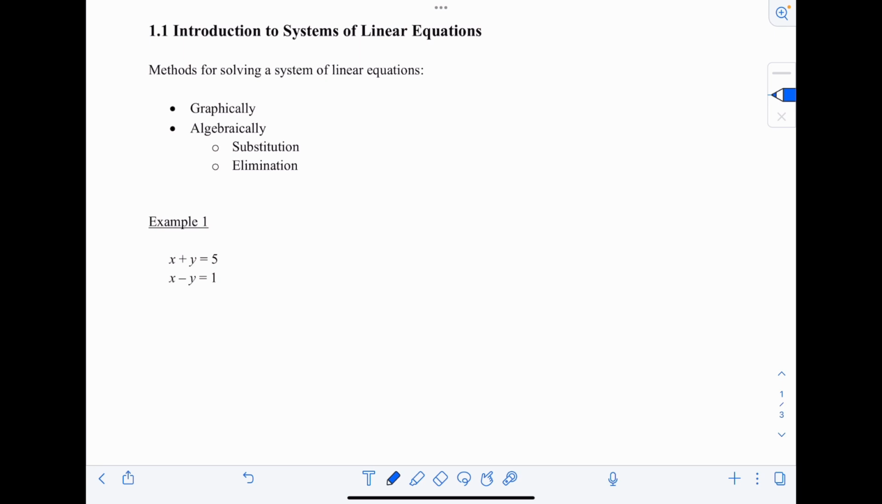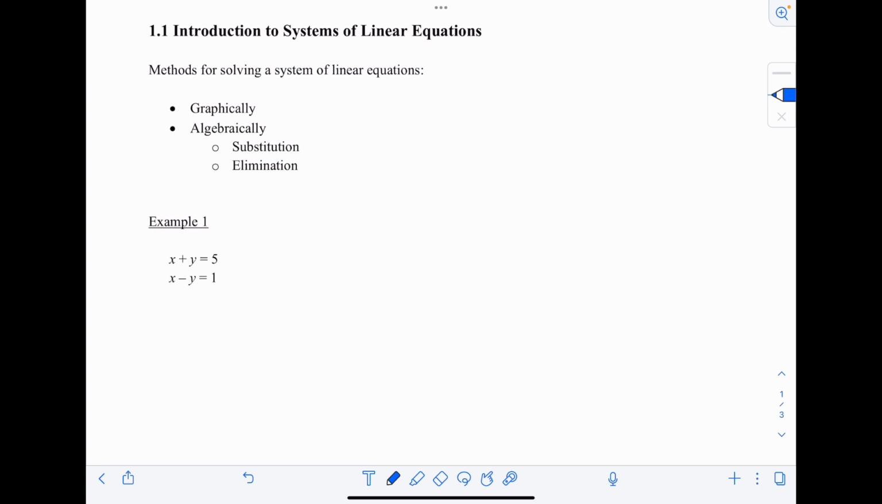So just as a reminder, it's been a while since you've done systems. There are a few different ways to solve systems by hand or with technology. One of them is graphically, which is simply graphing the two equations and looking for the point of intersection. Another way would be algebraically, and there are two methods there, substitution and elimination.